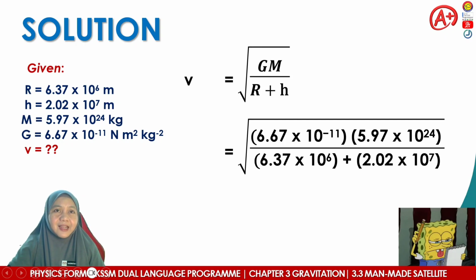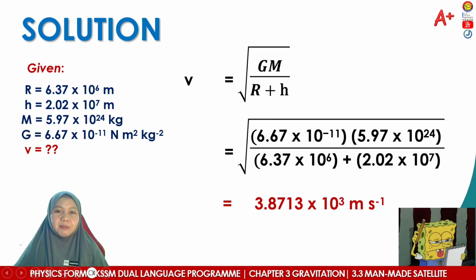And second step, you just do the substitution with G, this is the mass of Earth, the radius of Earth, and the height of the satellite, 2.02 times 10 to the power of 7. And then please work well with your calculator. So you will find this as the linear speed, 3.8713 times 10 to the power of 3 meters per second. Okay, who got the same answer as me? Very good.